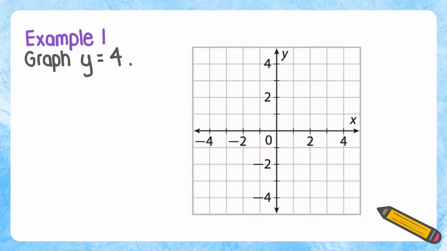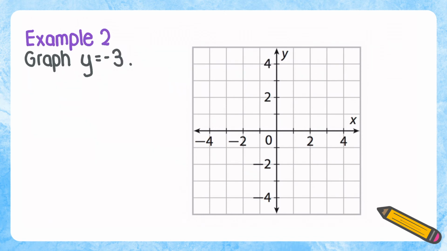For our first example, we will graph y equals 4. So we're going to find 4 on the y-axis because this is where the horizontal line and the y-axis will cross. And once I find this point, I just draw a straight line going from left to right. I draw a horizontal line with the equation y equals 4.